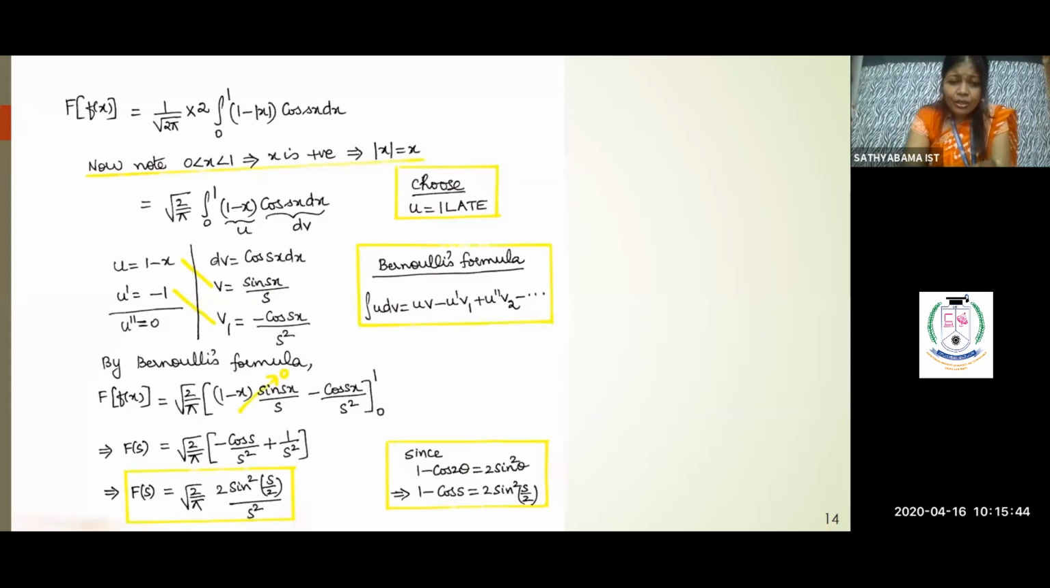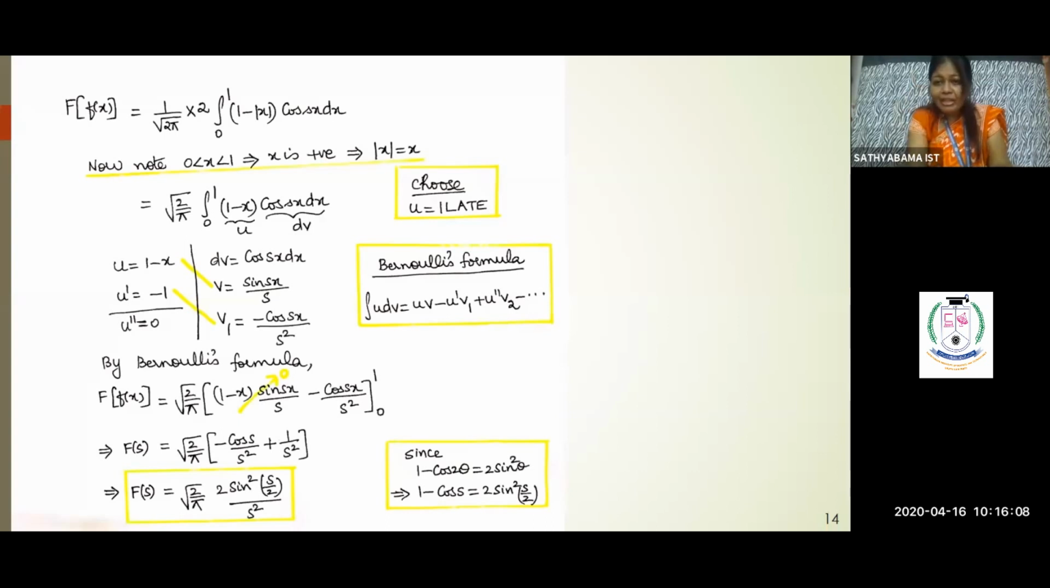So what is u now? 1 minus x. What is u dash? See, u dash stands for du by dx, differentiation of u with respect to x. So what is that? Minus 1. Now what is u double dash? Differential of u dash. And minus 1 is a constant. When you differentiate that, you will get 0. And because u double dash is 0, u triple dash, everything else is going to be 0. So I'm going to stop with u dash.